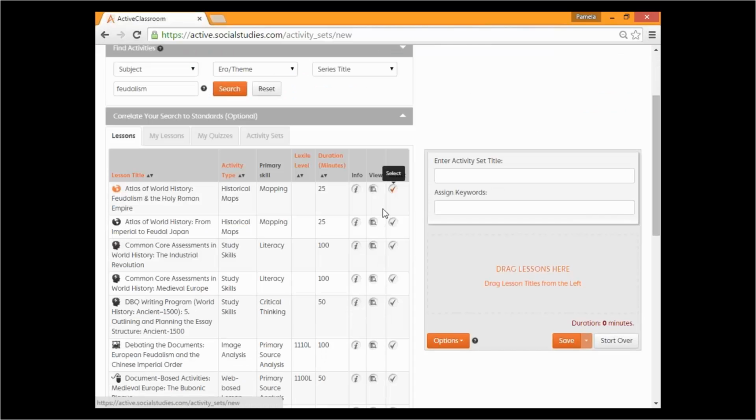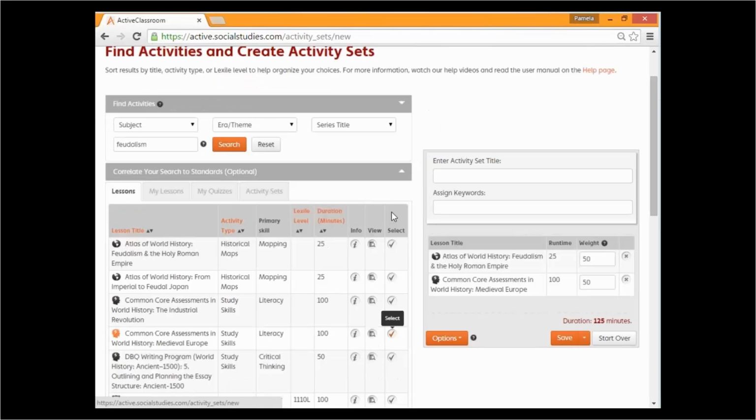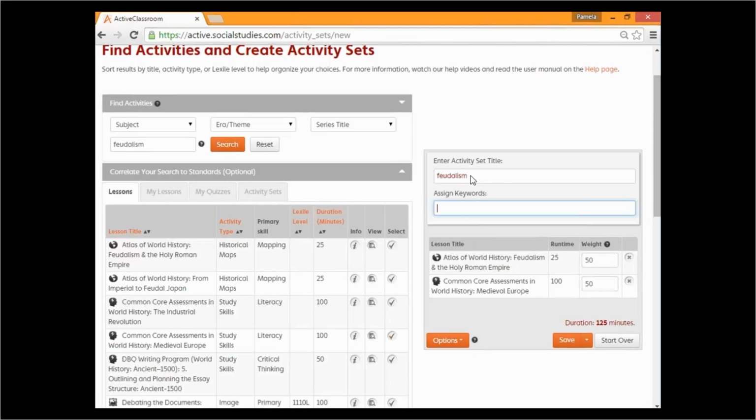I'm going to select the Atlas and maybe a little something else. There we go. I've got Atlas and Common Core. And I'm going to assign this the activity set feudalism and keyword. Keywords are hugely important. Like, I cannot tell you how important keywords are. This is the way you need to be able to search for lessons later, and it has to be something you can remember. Now, I've seen teachers name every activity set something different in a keyword, and I'm just going to tell you that becomes very confusing.